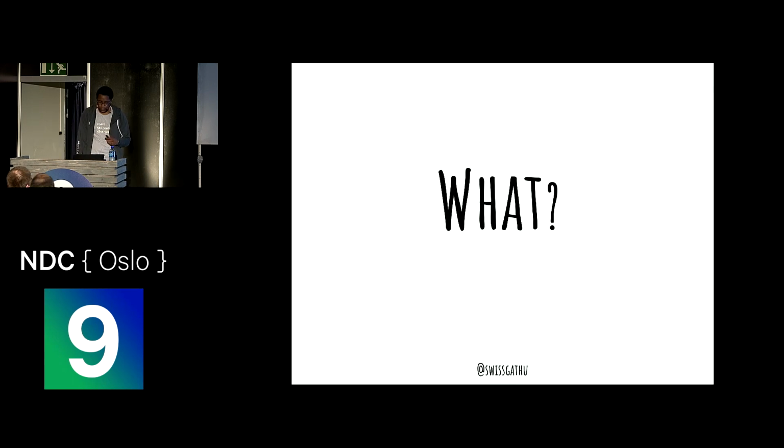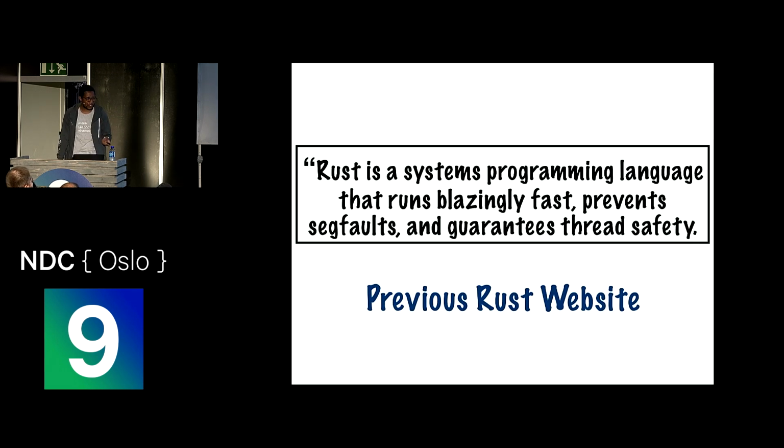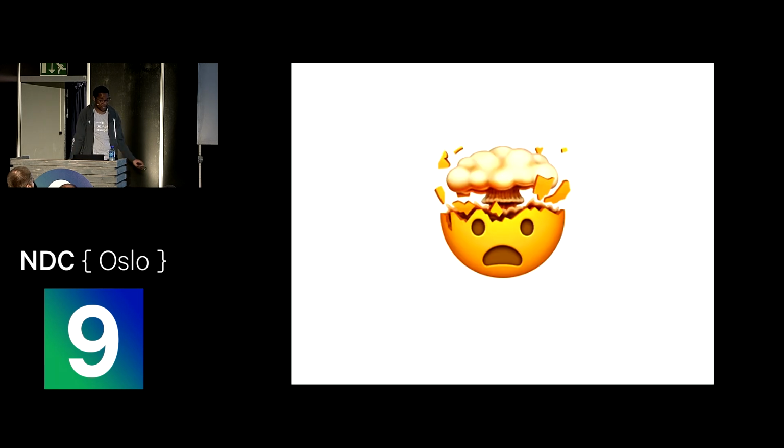So now let's look at what Rust actually is. We know why it exists. For the longest time, if you went to the Rust website, this is the description you got. It's a systems language. It runs fast. It prevents seg faults, and it guarantees thread safety. But if you're someone like me, because I come from a Python world, or if you do JavaScript and you read this, you'll be like, what?